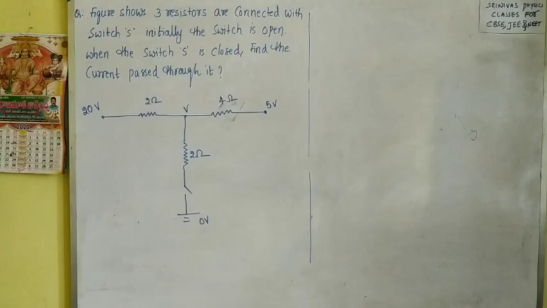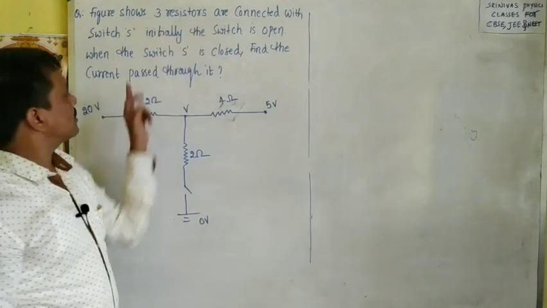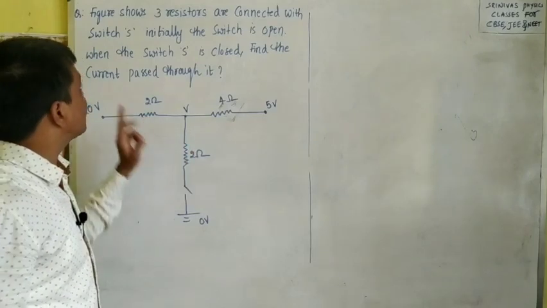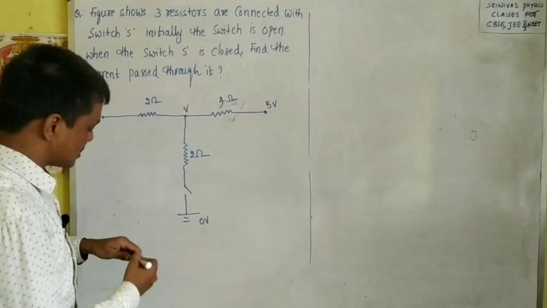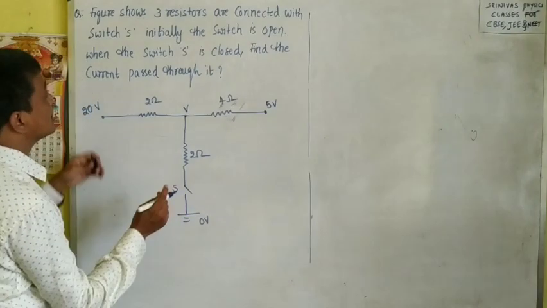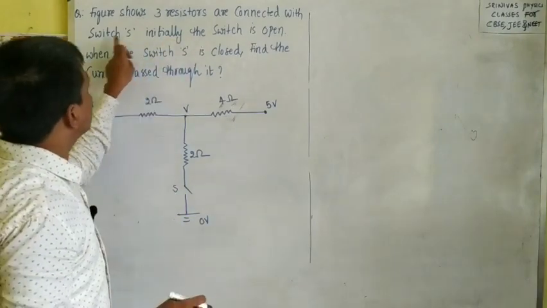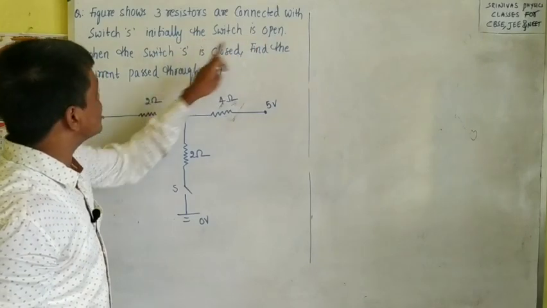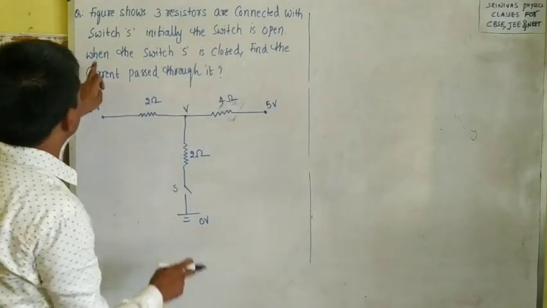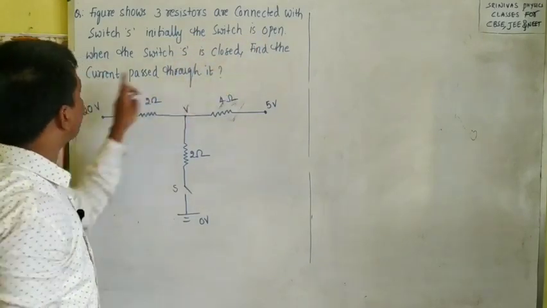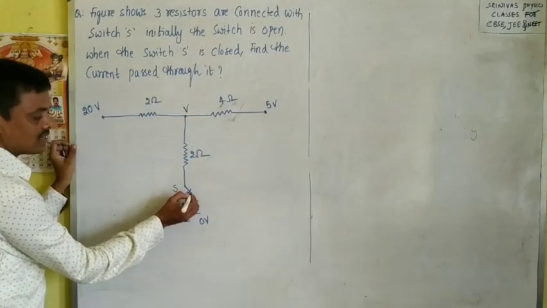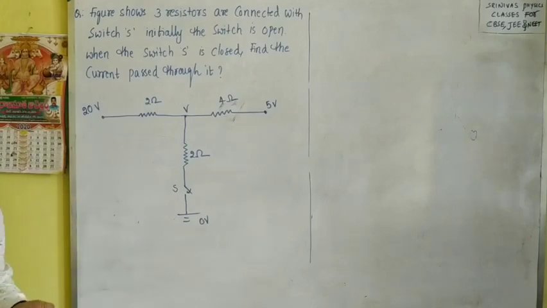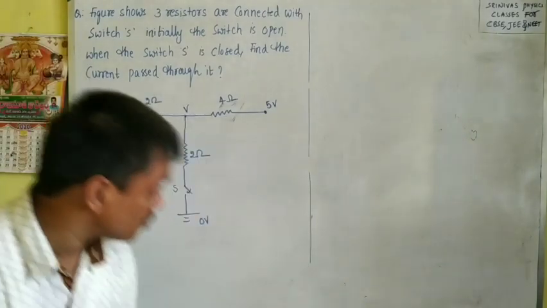Okay, look here. This is our next question. The figure shows three resistors, 1, 2, 3, connected with switch S. This is the switch S. Initially the switch is open. This is open now. When the switch is closed, find the current passed through the switch. When we close this switch, how much current passes through the switch? This is our question, and it is very simple to find out.